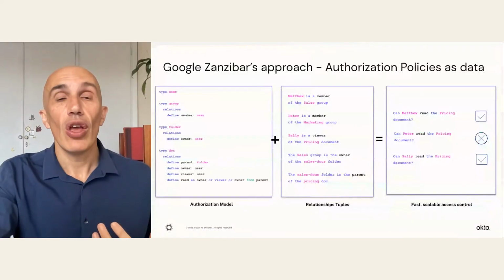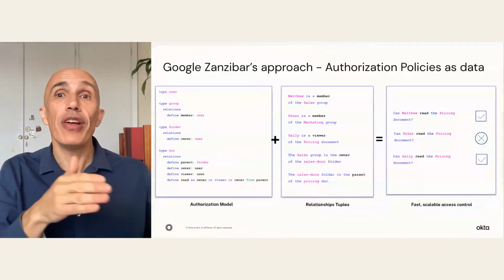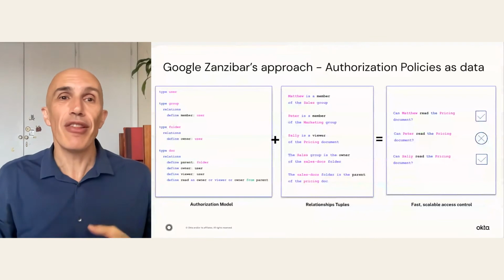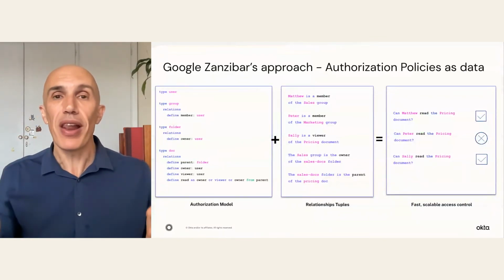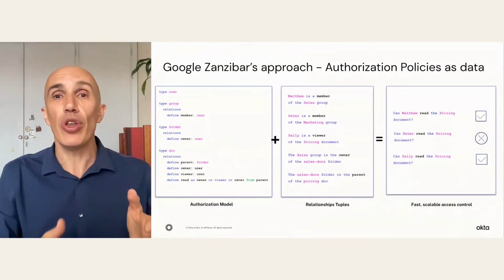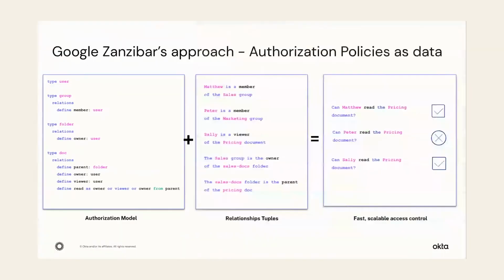Explaining how Zanzibar works will take a full presentation, but I'll try to explain it at a very high level. You first define what's called an authorization model, which defines the relationship between the different entities in your system. In this example, we are modeling a simple document management system with user groups, folders, and documents.